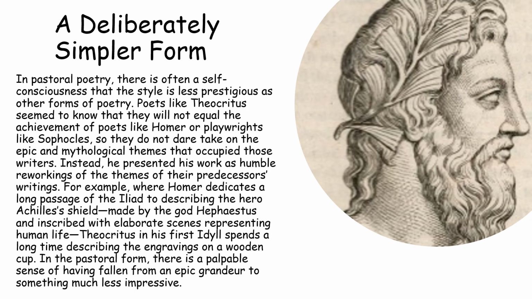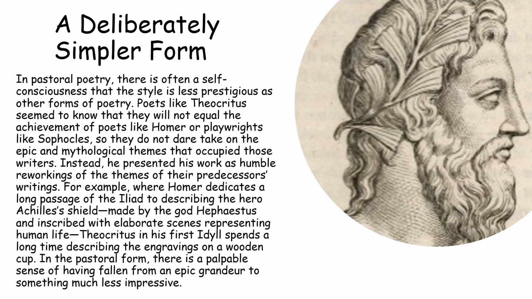Pastoral poetry is a deliberately simpler form. There are lots of different types of poem he could write. He could have engaged with writing an ode, or he could have engaged in writing an epic poem, but he's deliberately chosen a pastoral poem. And pastoral poetry is often self-conscious in the fact that it's less prestigious, it's less impressive, it's less grand. And poets like Theocritus seem to know that they will not equal the achievement of some of the great Greek poets like Homer or playwrights like Sophocles, so they don't dare to take on the epic and mythological themes that occupied those writers. And instead, they present their work as humble reworkings of the themes of their predecessors' writing.